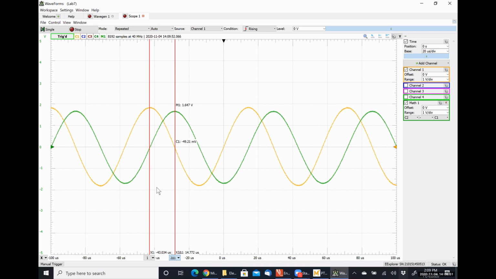And it tells us that our time shift, X2 delta 1, is 14.772 microseconds. So delta T is 14.772 microseconds. Somebody do the math and tell me what that corresponds to with regards to an angle in radians and an angle in degrees. And the math that you need to do is literally defined on the sheet.